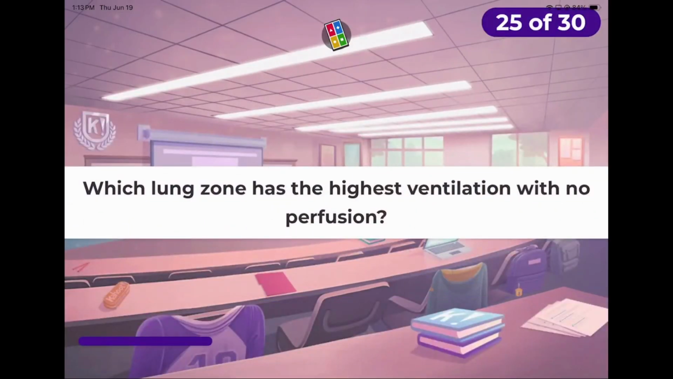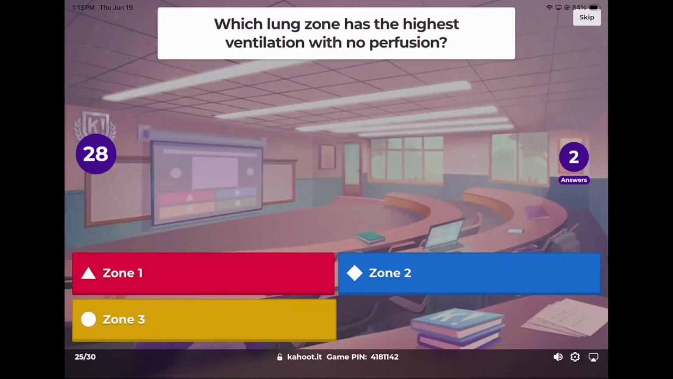Yeah. I'll answer that question after this one, though. I don't want to take away. Well, here's another one talking about the same thing. So, which lung zone has the highest ventilation with no perfusion?